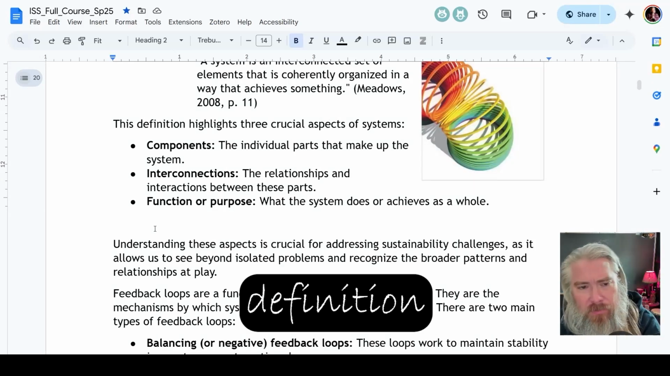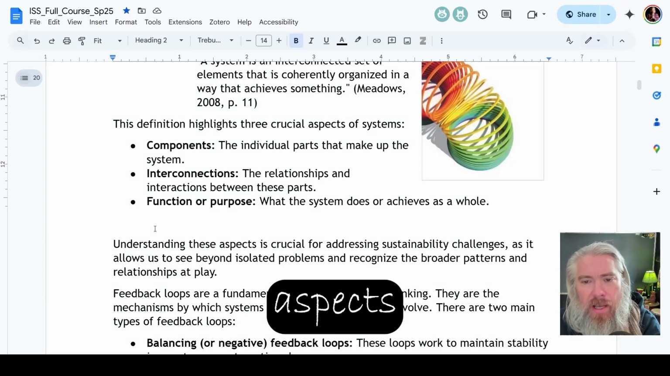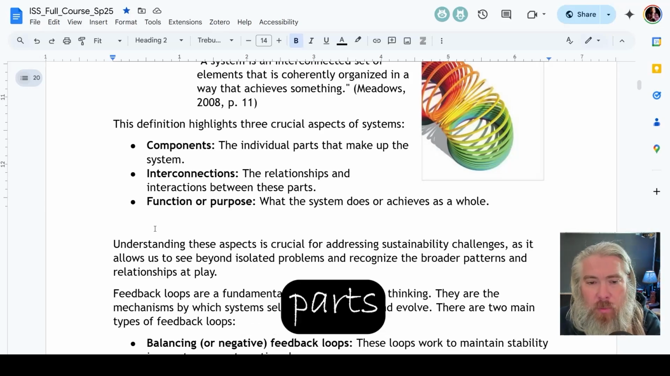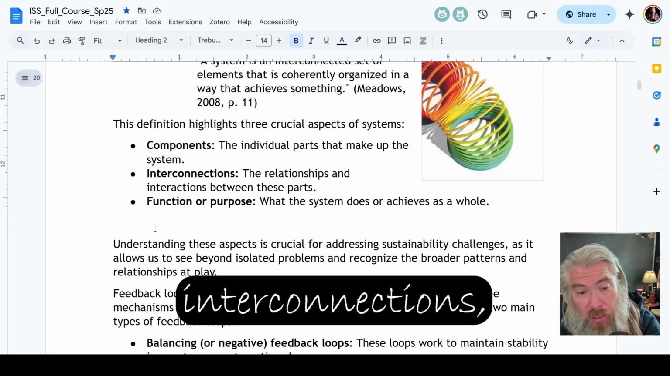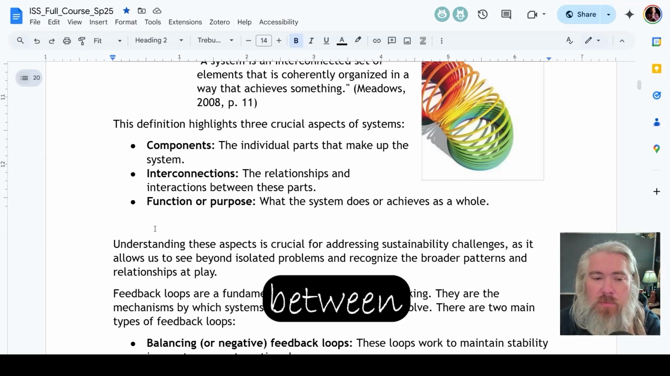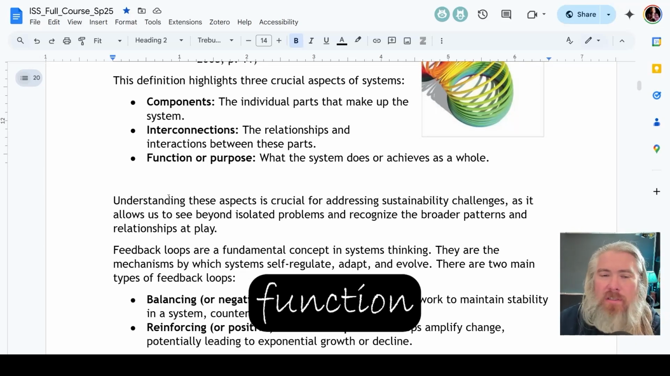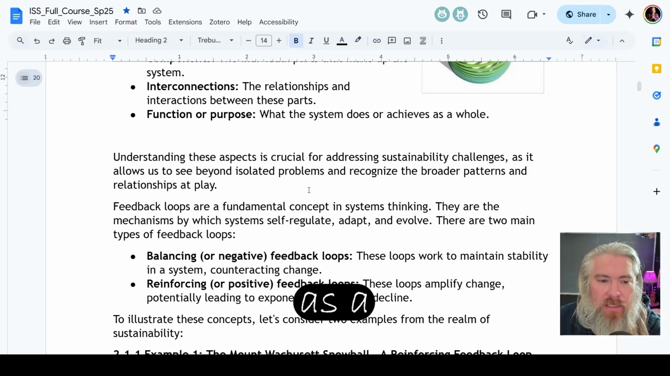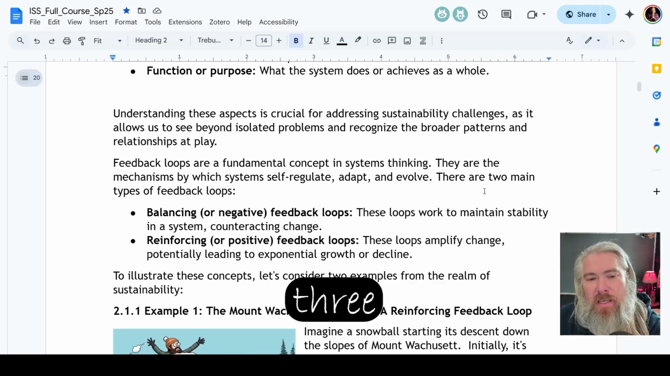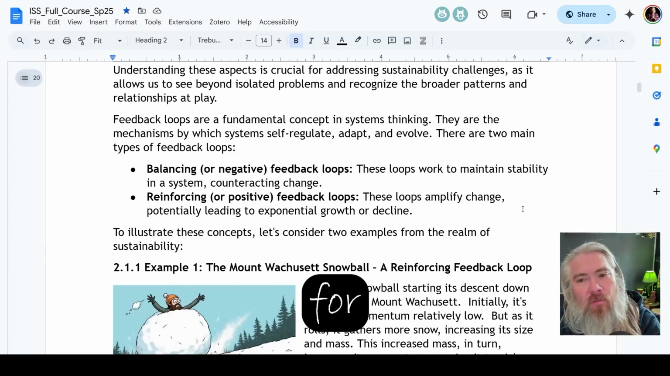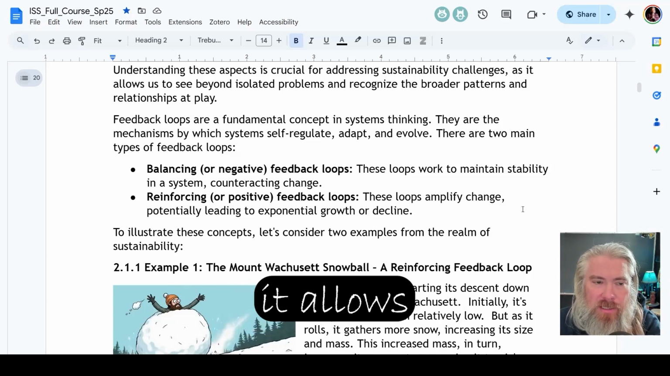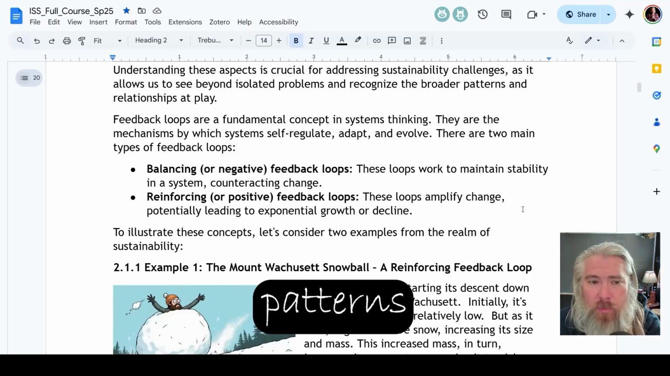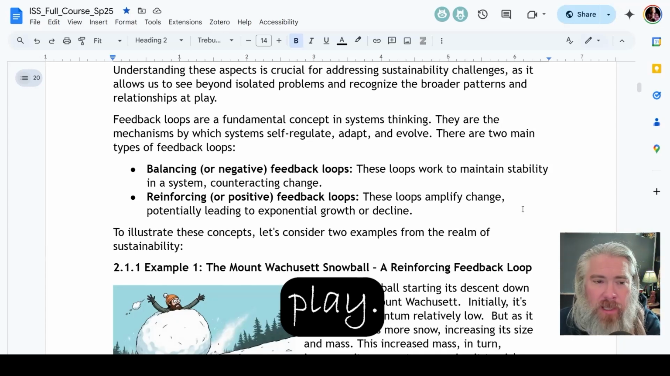This definition highlights the 3 crucial aspects of systems. Components, sometimes called elements, which are the individual parts that make up the system. Then the interconnections, the relationships and interactions between those parts. And finally, what is the function or purpose of the system, what the system does or achieves as a whole. Now, understanding these 3 aspects is crucial for addressing sustainability challenges, as it allows us to see beyond isolated problems and recognize the broader patterns and relationships at play.